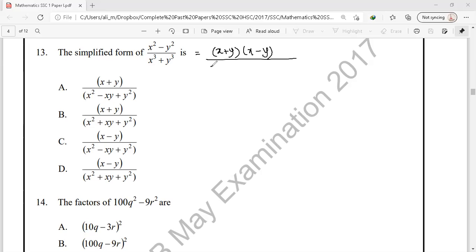So the formula for the sum of cubes is x plus y into x square minus xy plus y square. So we can cancel out this x plus y and x plus y, and the remaining factors would be the correct answer. So let's see which option is the correct answer. So option C is the correct answer for the simplified form of this expression.